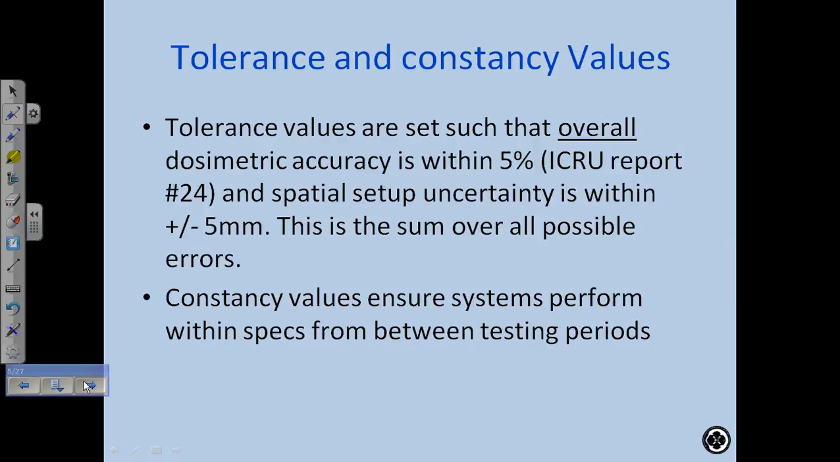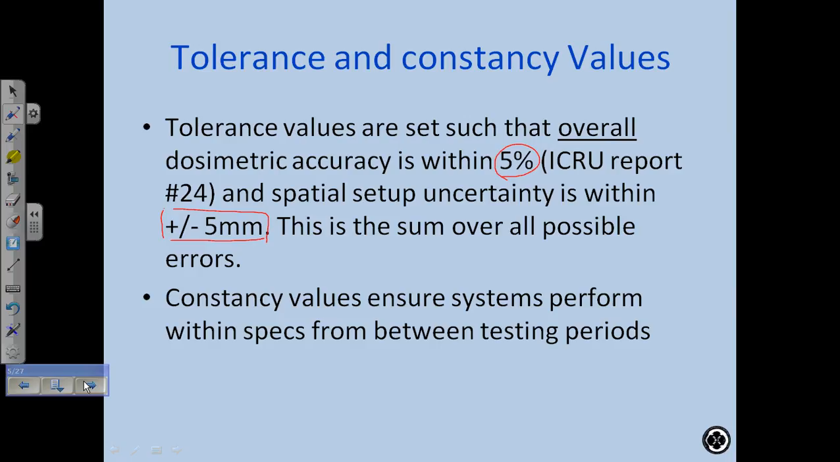Tolerance and constancy values. Tolerance values are set such that the overall dosimetric accuracy is within 5%. That's our goal. Our goal in radiation therapy is to deliver treatments so that the dosimetric accuracy is within 5% and the positional accuracy and spatial setup uncertainty is within plus or minus 5 millimeters. We want to deliver the dose to the patient within 5% of the doctor's prescription, and set up the patient within plus or minus 5 millimeters. This seems big, doesn't it? 5 millimeters? It seems big, but if you add up all the errors, that's what we're looking at.